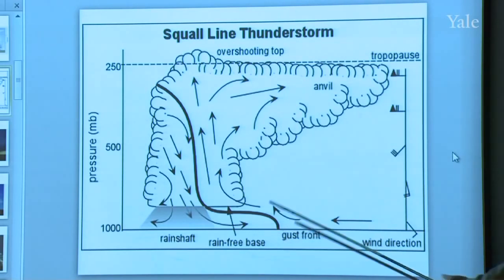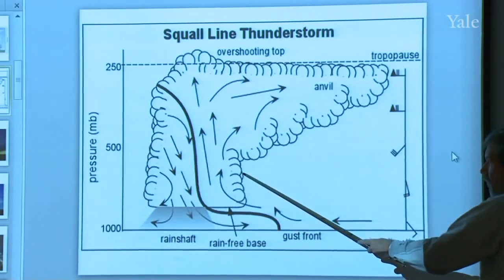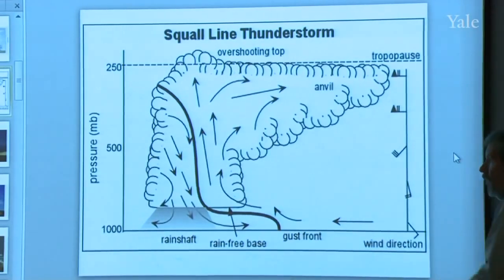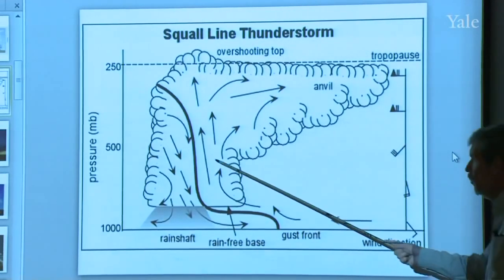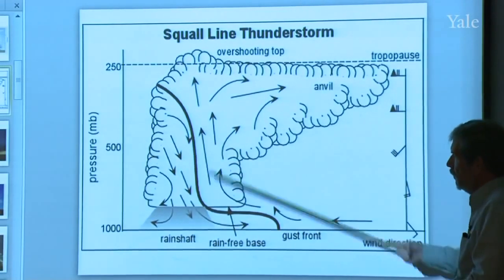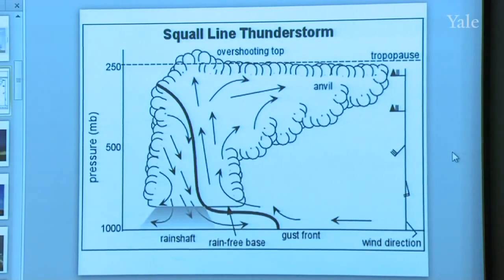Also, these are much more severe. They are broader in extent. The updrafts are quite a bit stronger. Instead of being 2 or 3 or 4 meters per second updraft, they could be 10 or even 15 meters per second updraft speed. And this gives rise to a whole set of new dangers that come along with this storm.